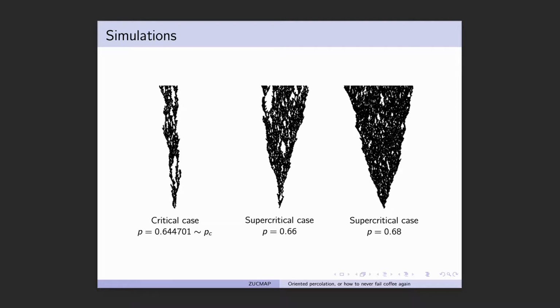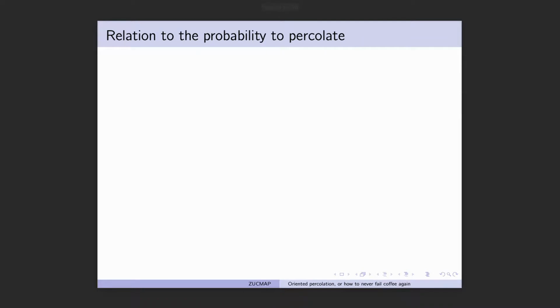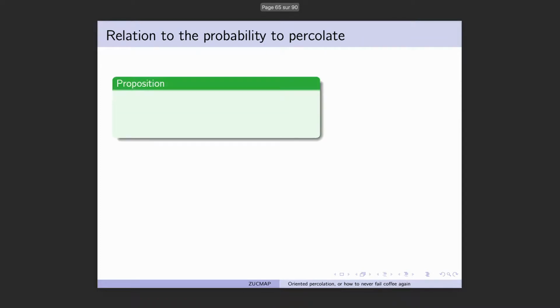Okay, and actually these two things that we've seen so far, on the one hand, the probability of percolating, the probability of having an infinite path from 0, and the angles, are two things that should be closely related. Here is a proposition with some different links we can explore between the two. So I will not prove this, but just give you kind of the idea.